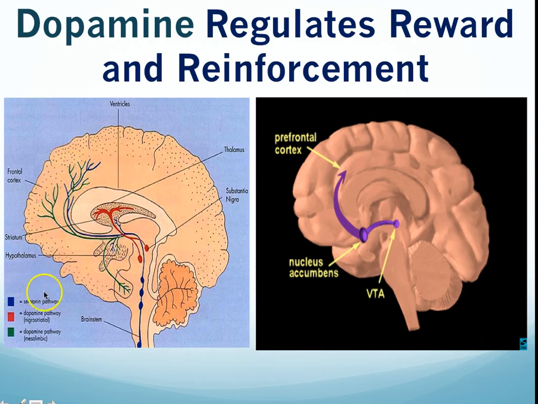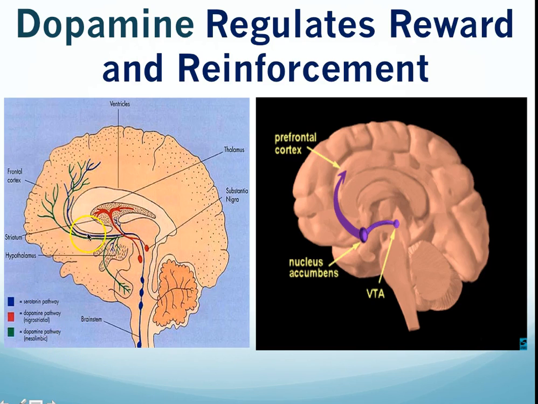And we can see that the blue is serotonin, just happens to be in this picture. I like the picture, so I used it. But forget about serotonin now, because we're going to talk about that separately in a minute. All right. But the red here, you see we have dopamine pathway, and this says nigrostriatal. We're going to talk about what that means in a minute. This green one here says mesolimbic.